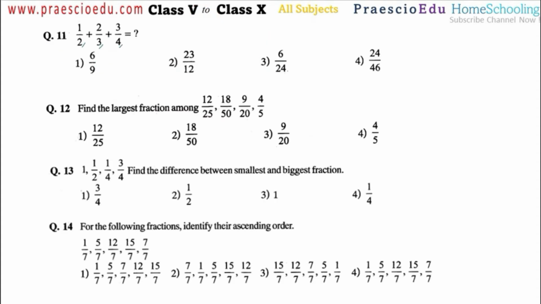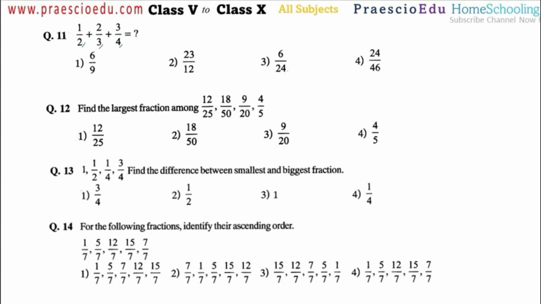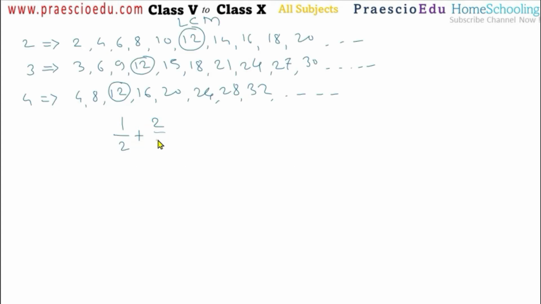So now come to the point. Now here we have to maintain 12, so 1 by 2 plus 2 by 3 plus 3 by 4. Now we have to make it 12 here, 12 here, and 12 here.